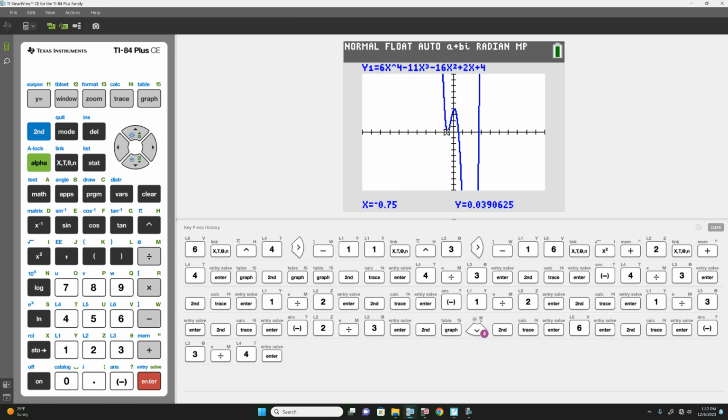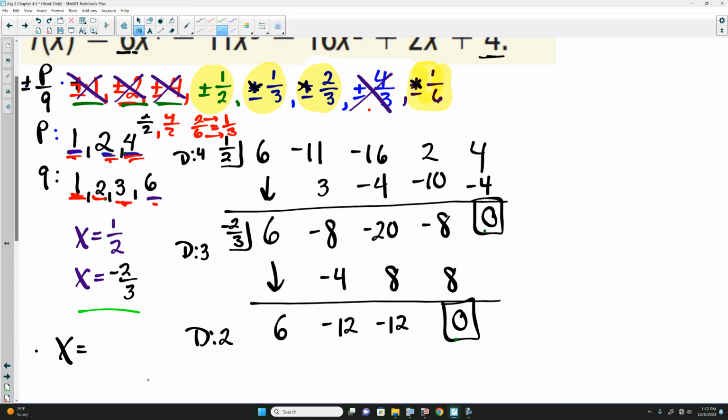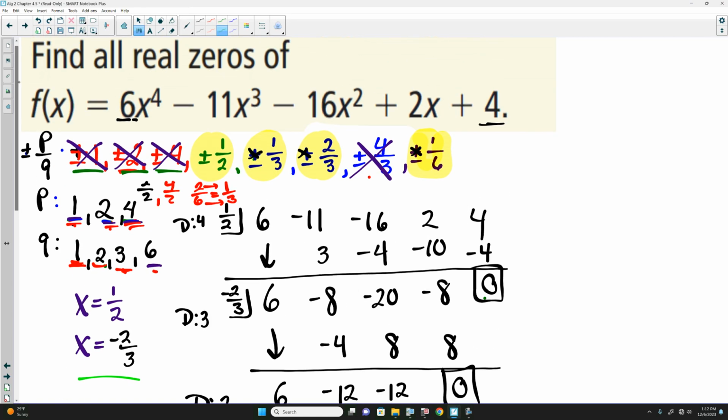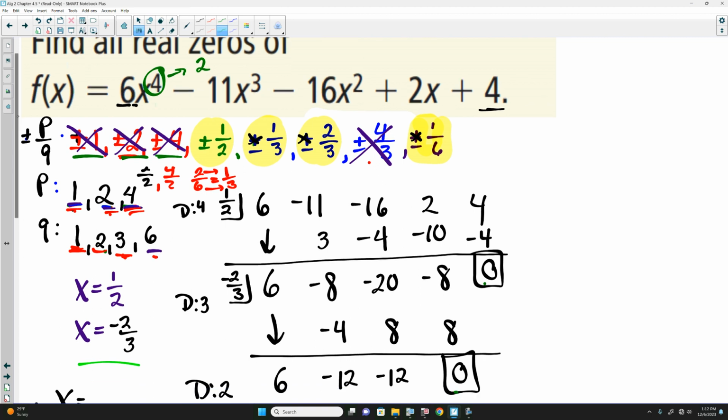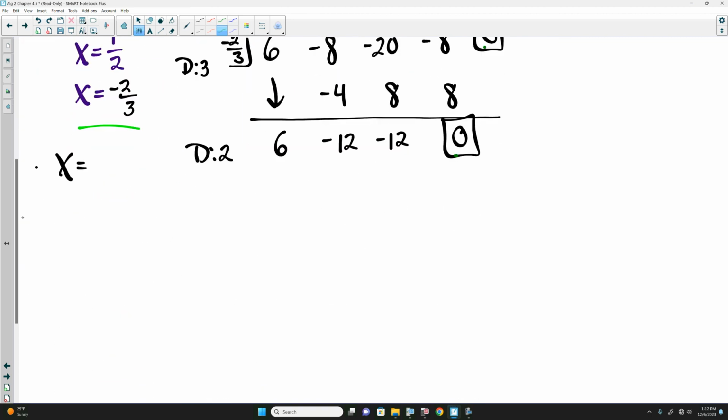Doesn't work. And we could keep trying until we get at least 2, because here we need at least 2 to get the degree from a degree 4 down to a degree 2. Since we found 2, we have this here. Now, when we put the variables back in, 0 is our remainder, -12 is our term without x, -12 is our term with x, and 6 is our term with x squared. Because we're trying to reduce the degree down from a degree 4 to a degree 2.